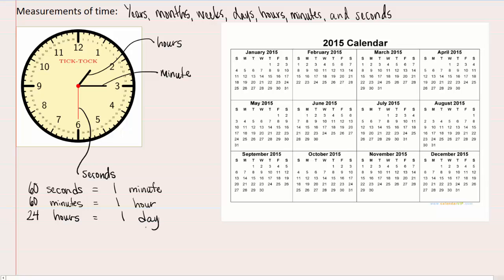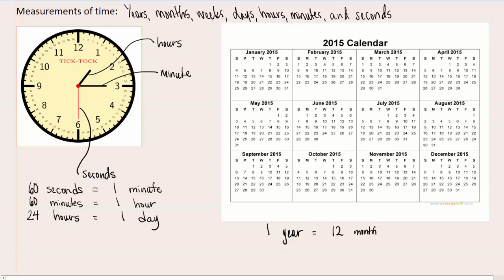Now we have a calendar. The calendar is showing a number for each day. Let's start by looking at the calendar and finding out how many months are in 1 year. As you can see, there are 12 months, each with a name starting from January to December. So we could say that 1 year equals 12 months.